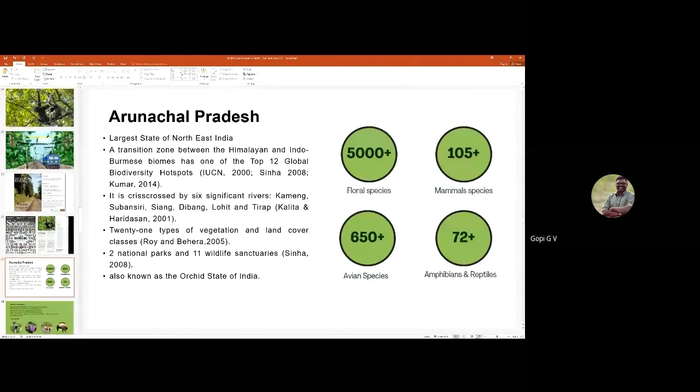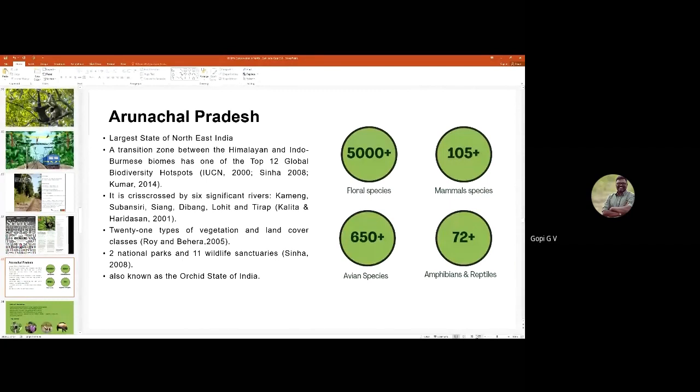And Arunachal Pradesh, a very large state, 80,000 odd square kilometers, has immense biological wealth, immense cultural wealth, a very interesting state, crisscrossed by many significant rivers: the Kameng River, the Subansiri River, one of the major tributaries of the Brahmaputra, the Siang River, Dibang River, Lohit. So there are quite a lot of major rivers.